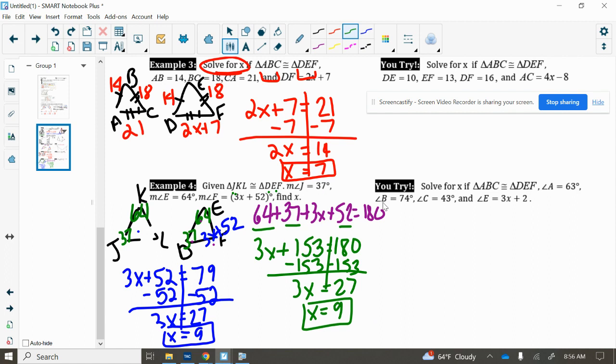Now I have a second example for you to try, but be careful on this one. They are giving you actually all three measures of triangle A, B, and C. They gave you all three of those measurements. You then need to think about in triangle D, E, F, if they give us the measure of E, what would be the value of x? You would set up and solve.